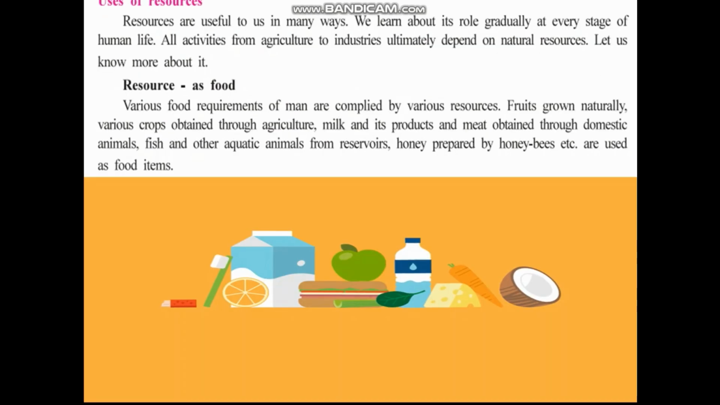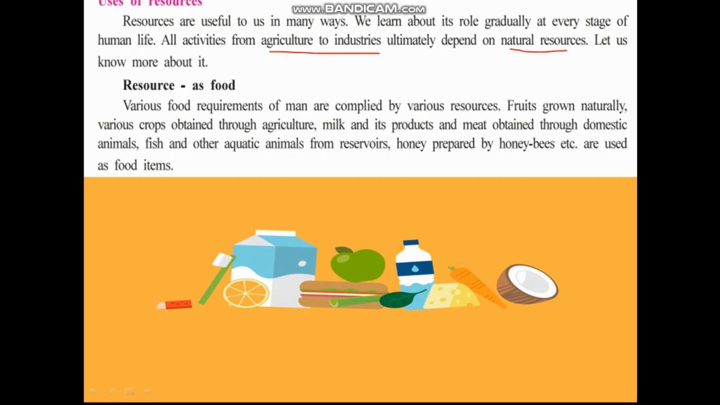Let us see further. Now, uses of resources. Resources are useful to us in many ways. We learn about their role gradually at every stage of human life. All activities from agriculture to industries ultimately depend on natural resources. This we know. We have already studied in standard 9th about industries. There are three kinds of industry: primary, secondary, and tertiary. All the things that we get from nature are termed primary industries. So from agriculture to industries, all the things will be termed natural resources. Let us know about them.